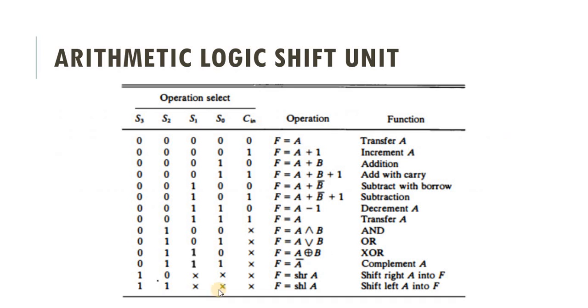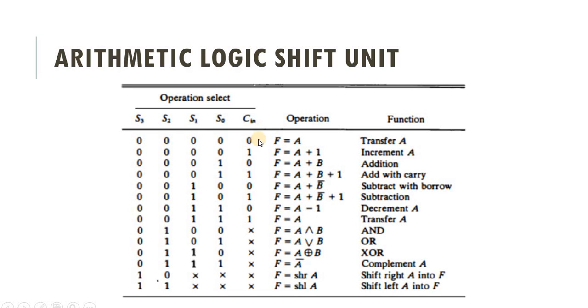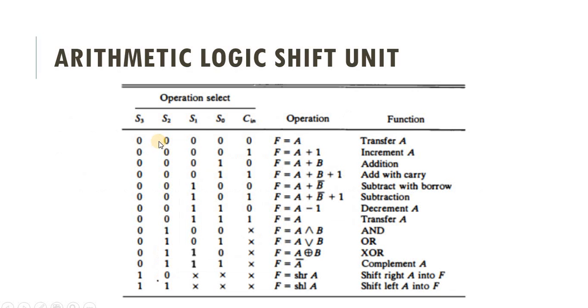Now let's understand this with this table. In this table you can see that there are values for the selection lines S0, S1, S2 and S3. There is one field for the carry. To perform the arithmetic operation we require a carry, so the carry value will be 0 or 1. To perform the arithmetic operation we do not require the values of S2 and S3, but we require the values of S1 and S0. So here S1 and S0 are 0, 0, and carry is 0. At that time it performs the transfer operation.